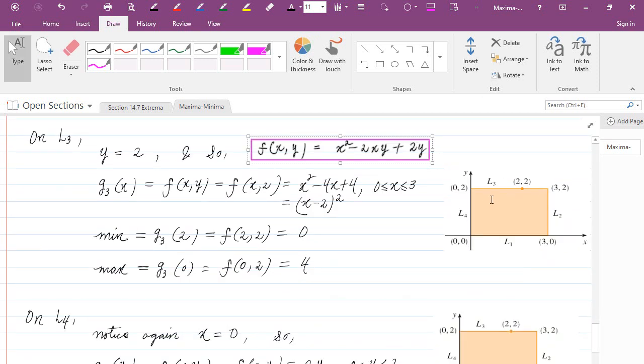On L3, notice that y is always 2. So f of x, y would reduce to f of x, 2, which I'm calling g3 of x, and x is between 0 and 3. And when we replace y by 2 here, you get negative 4x plus 4. So you get x squared minus 4x plus 4. Okay, so we look at this function and then we want to find the max and min when x is between 0 and 3. Now you can factor this and write that as x minus 2 squared.